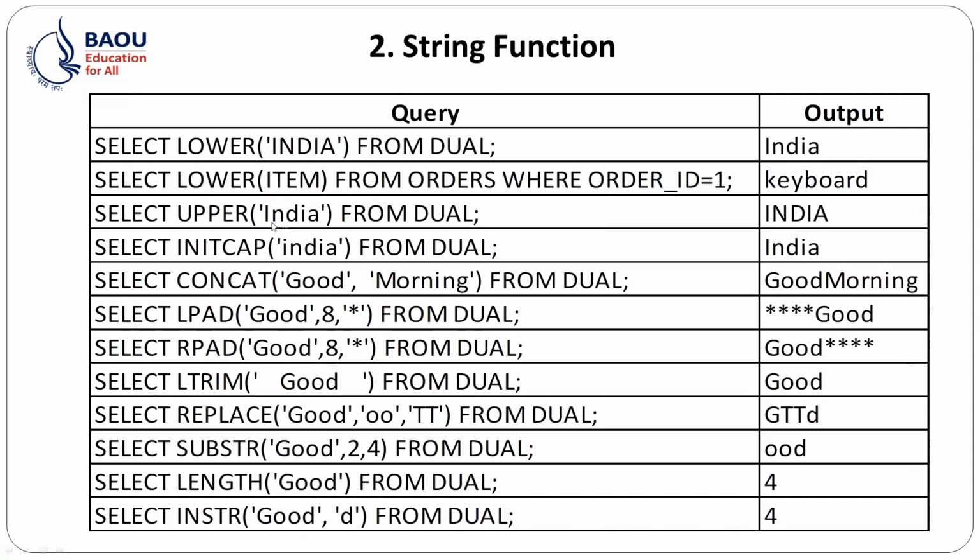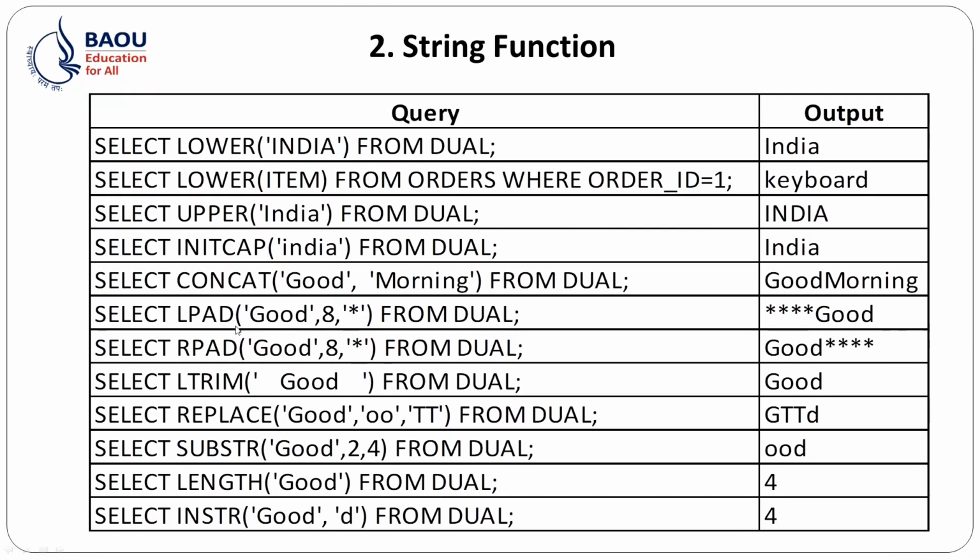Upper is used to display in uppercase, initial capital C. Here is the smallest letter. India, I is an uppercase letter. Concat means it combines both strings. Good and morning are both strings combined together. Good morning is a single string. These are the two different strings.